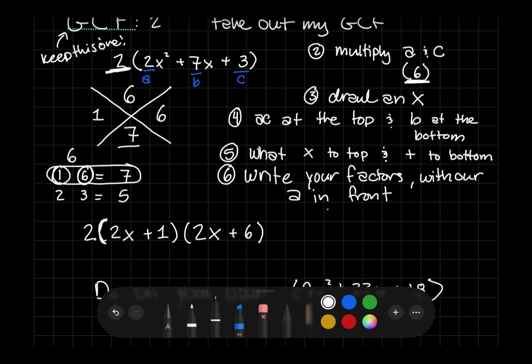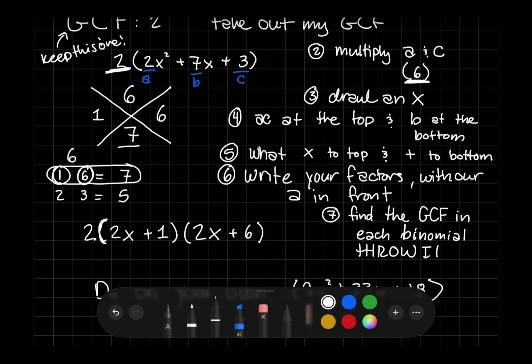Now, step 7, find the GCF in each polynomial. Binomial it would be because we are dealing with 2 terms. And throw it out. Don't forget, we are going to keep the one up here. We are going to throw this one out.